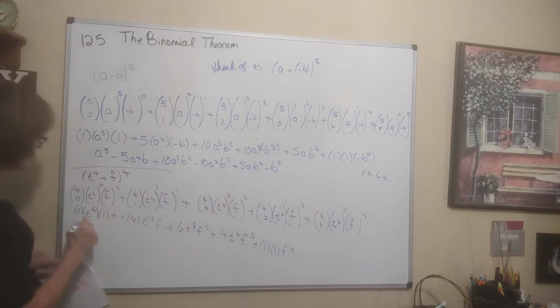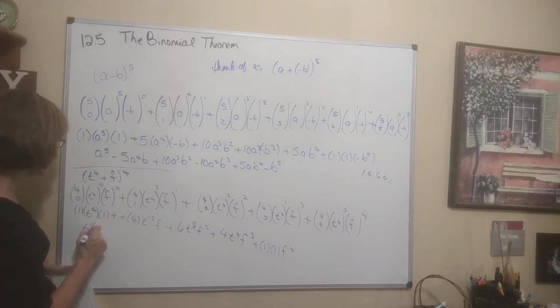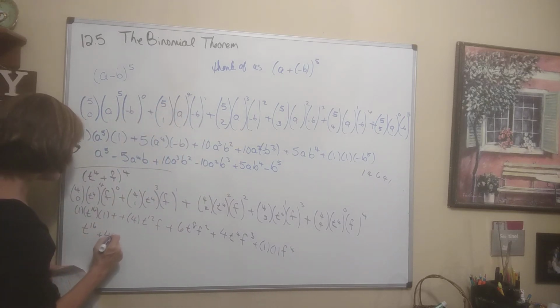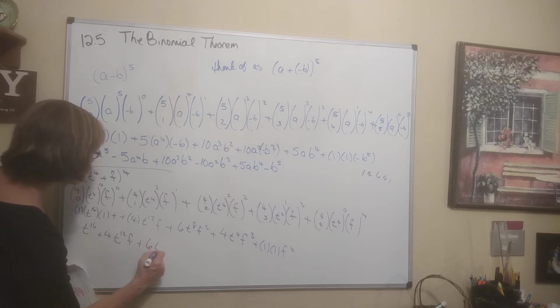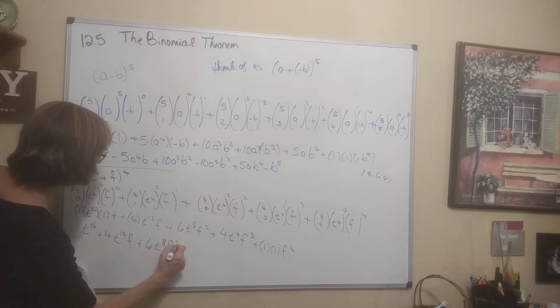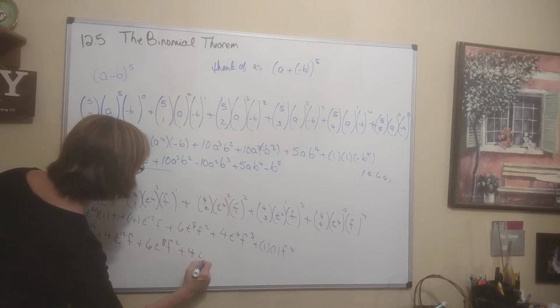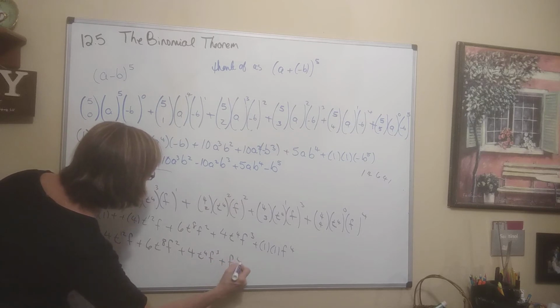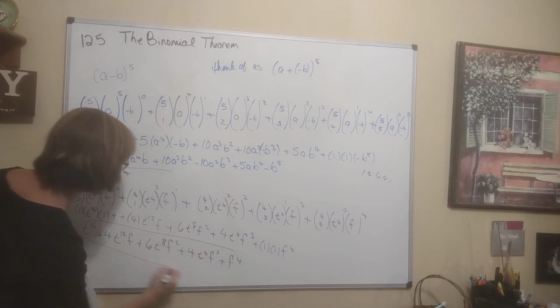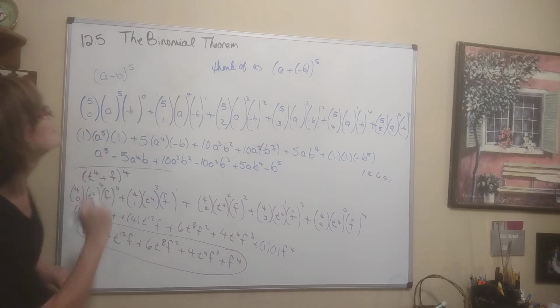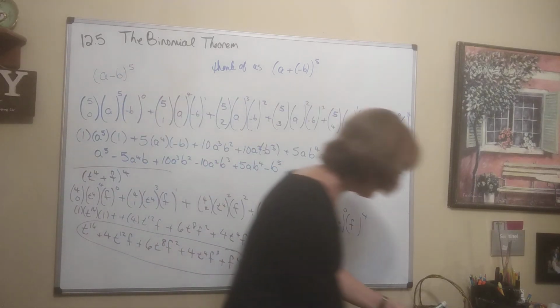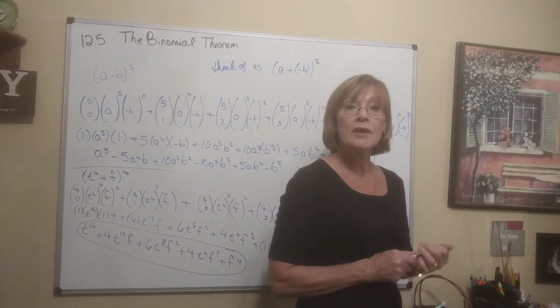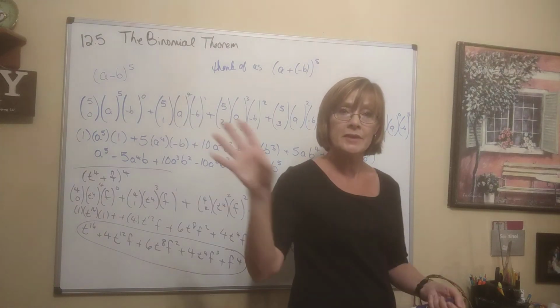Okay, ready? This is going to be T to the 16 plus 4 T to the 12th times F plus 6 T to the 8th, F squared plus 4 T to the 4th, F cubed plus F to the 4th. So this is the expansion of that binomial. All right, let's do one more. And then I'll teach you how to find a term in the middle of some expansion.